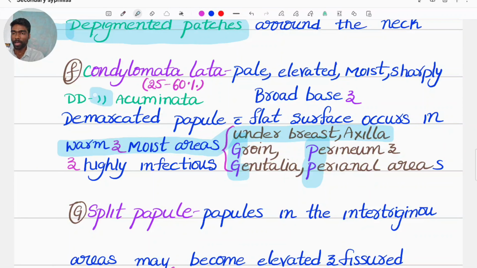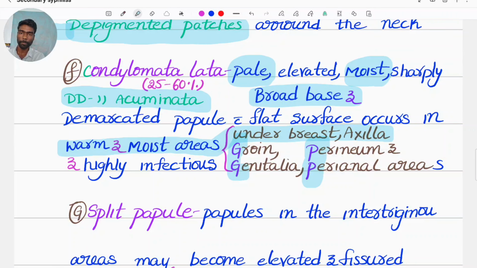DD is condyloma acuminata. We will see the difference between condylomata lata and condyloma acuminata. Here, lata is because of the venereal disease syphilis caused by Treponema pallidum. There, it is caused by human papilloma virus. Here in lata, it is pale, whereas in acuminata, it is pinkish. Here moist, there in acuminata, it is dry. Here it is broad based. There it is narrow based, often pedunculated.